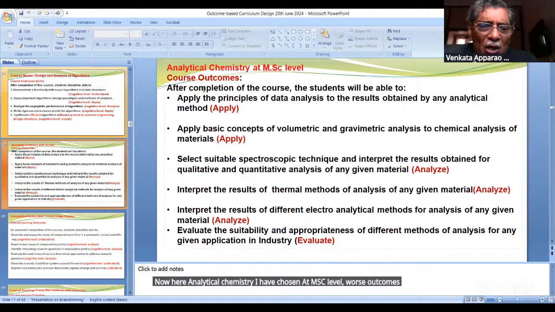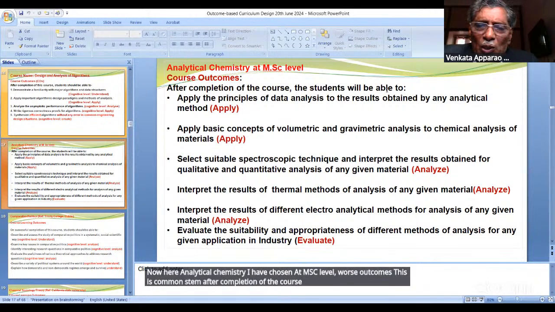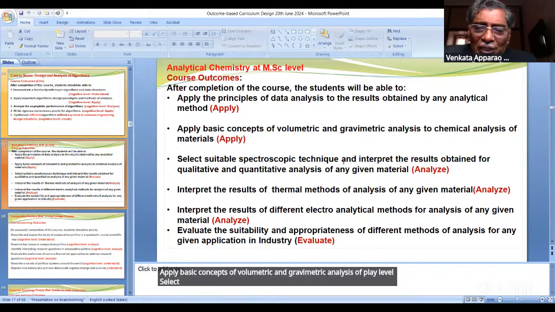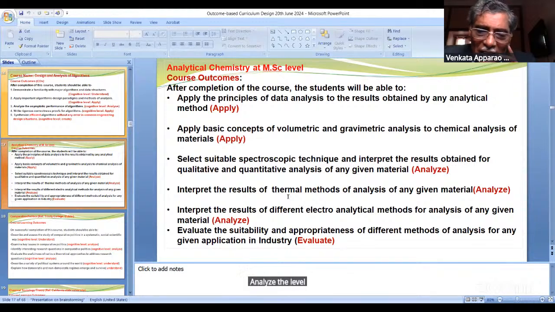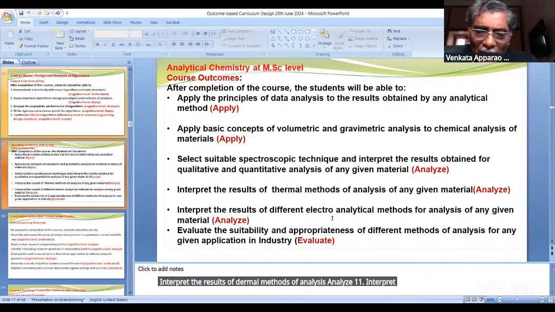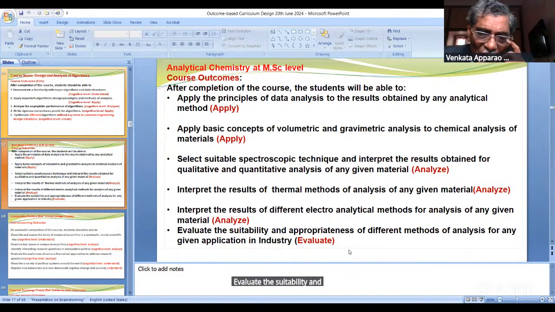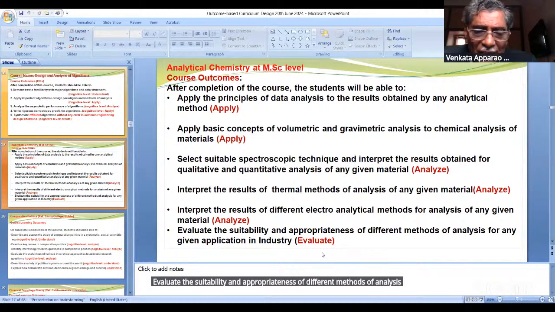This is common stem. After completion of the course, students will be able to, common stem, apply, action verb, apply the principles of data analysis, etc. It's only performance part, apply level. Apply basic concepts of volumetric and gravimetric analysis, apply level. Select suitable spectroscopic technique and interpret the results obtained, analyze level. Interpret the results of thermal methods of analysis, analyze level. Interpret the results of different electroanalytical methods of analysis, analyze level. Evaluate the suitability and appropriateness of different methods of analysis for a given application in industry, evaluate level.